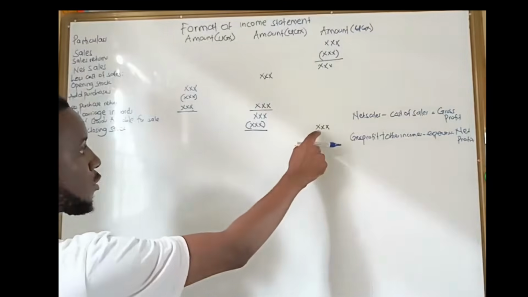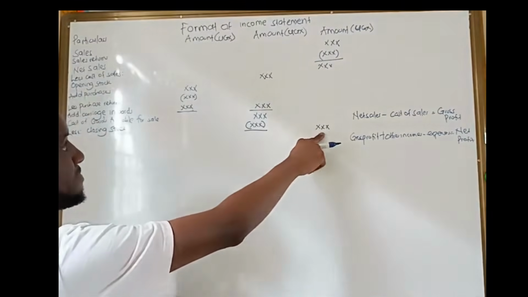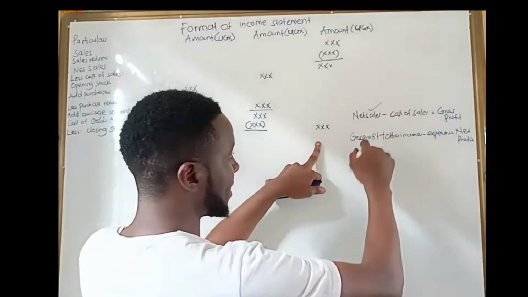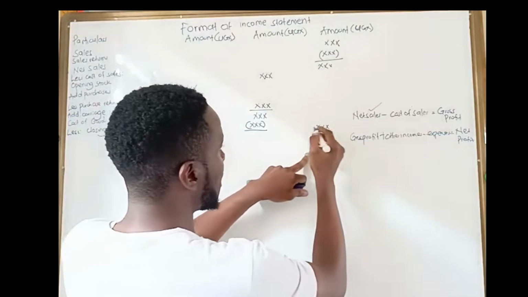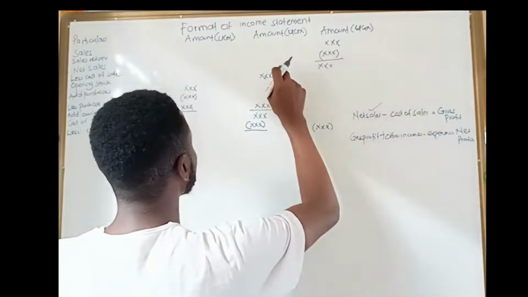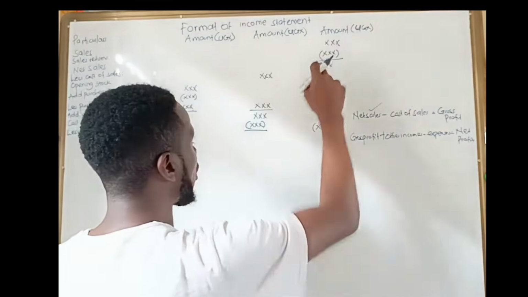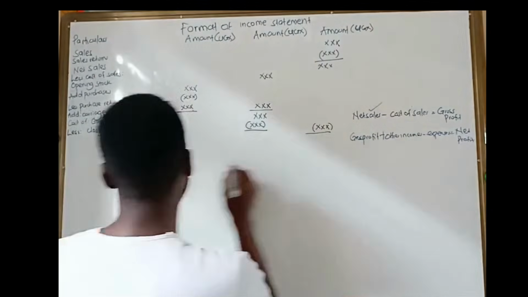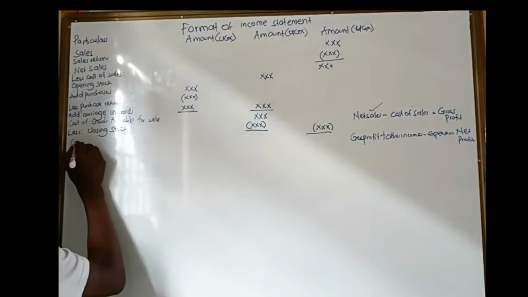Now, if these are our cost of sales that we have got, it means from here we have our net sales, we are going to the cost of sales. So these are the cost of sales that we have. When we subtract the cost of sales from the net sales, then we shall have our gross profit.